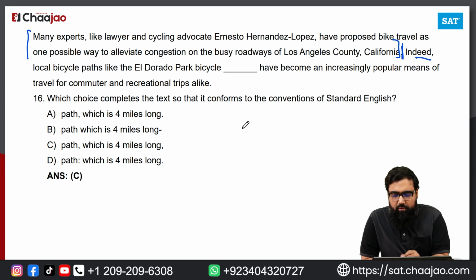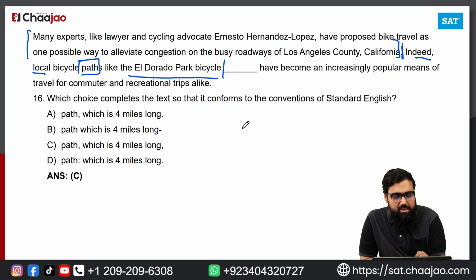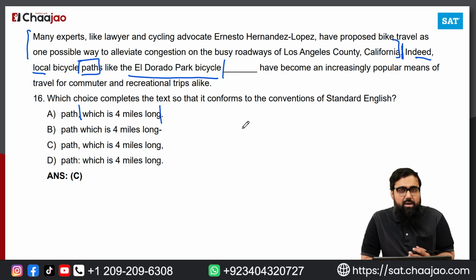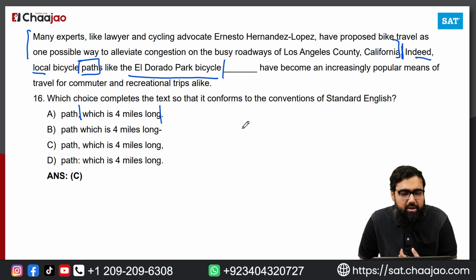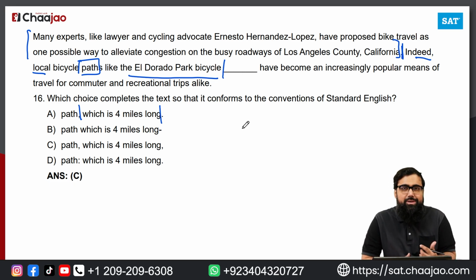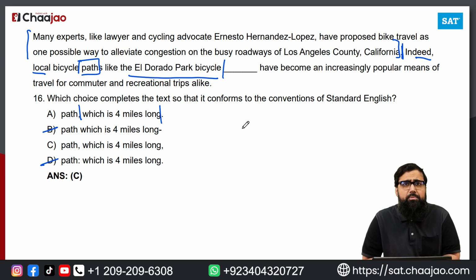If you start reading from over here, it says indeed local bicycle paths, this is plural, like the El Dorado bicycle path, which is 4 miles long. So this which is 4 miles long has to be an appositive, right? And it requires a non-restrictive clause, right? So obviously you need a comma before which. There is no question about that. If you don't have a comma before which, it would be incorrect, and because of which we are going to eliminate option B and option D.